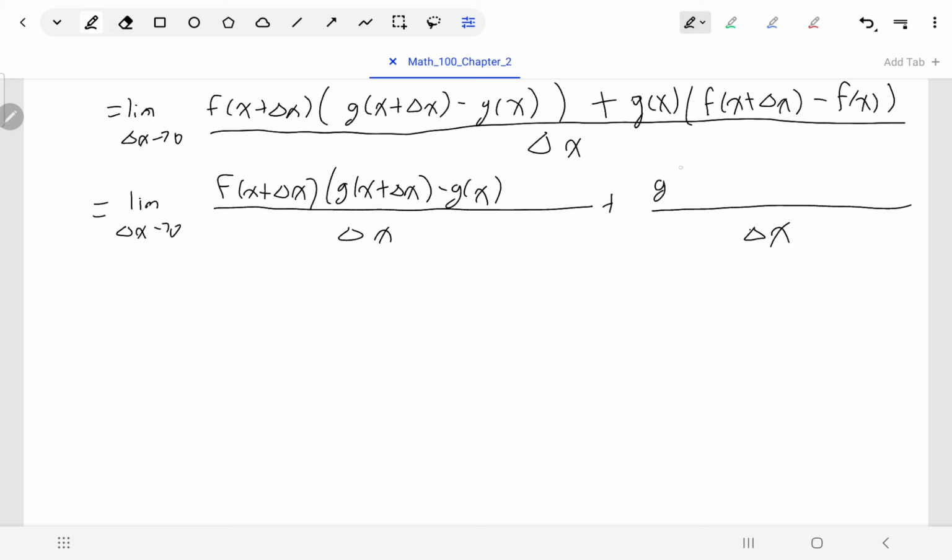And there we go. We are almost finished. Because if you're now taking a look at what we have, you can see that we've almost got what we need. I can see that I've got a g of x plus delta x minus g of x all over delta x, and here I've got an f of x plus delta x minus f of x all over delta x. That's where the g prime and the f prime are going to come from.